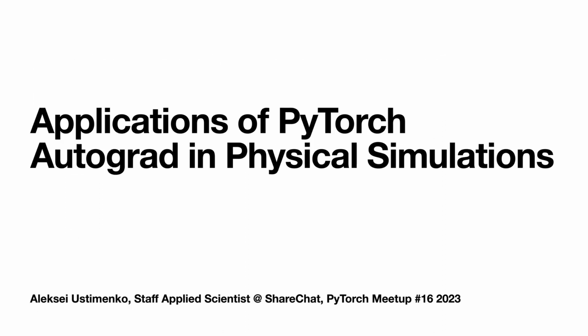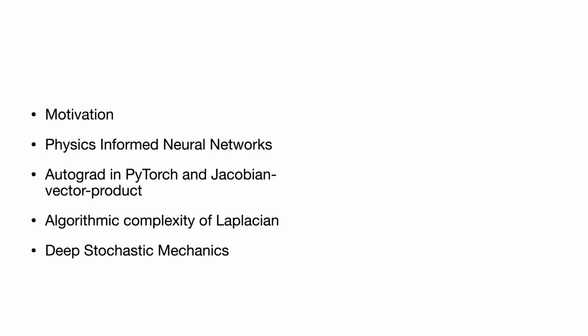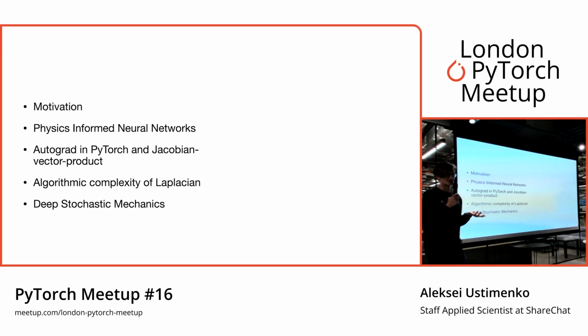Today I'm going to talk about applications of PyTorch Autograd in physical simulations. Next slide, please. My talk will be divided into such topics. First, I'll talk briefly about motivation, then I'll talk about where Autograd is being used, then I'll talk about algorithmic problems, and about my paper where we use PyTorch Autograd much more efficiently to make everything scale better in practice. Next slide, please.